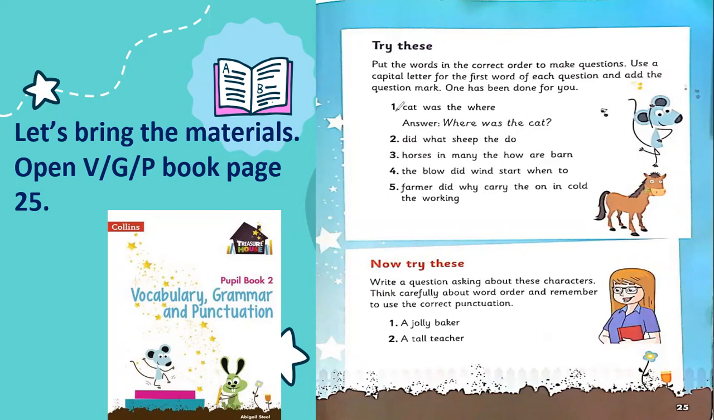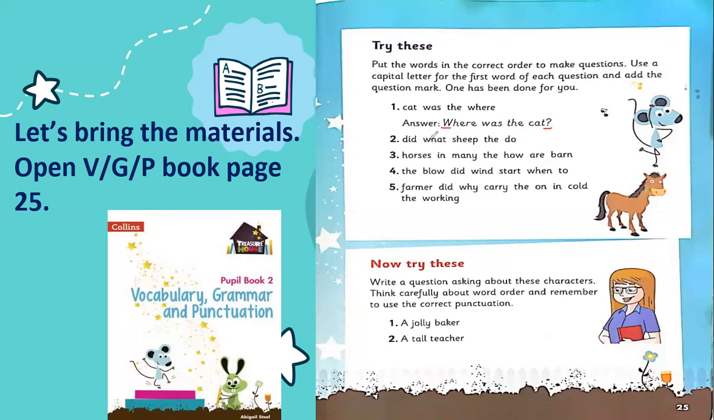Okay, so number 1 here says, cat was the, where. It's not making sense. So we have to put the words in order to make sense. And the answer here is, where was the cat? So you see, we put the words in order to form a question. Where was the cat? And look, we start with a capital letter and we end with a question mark.